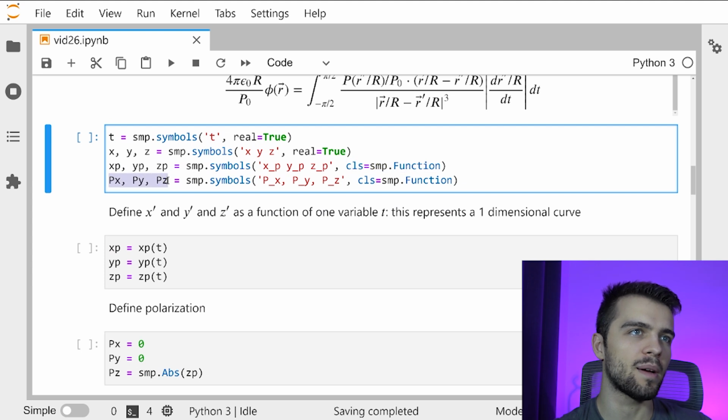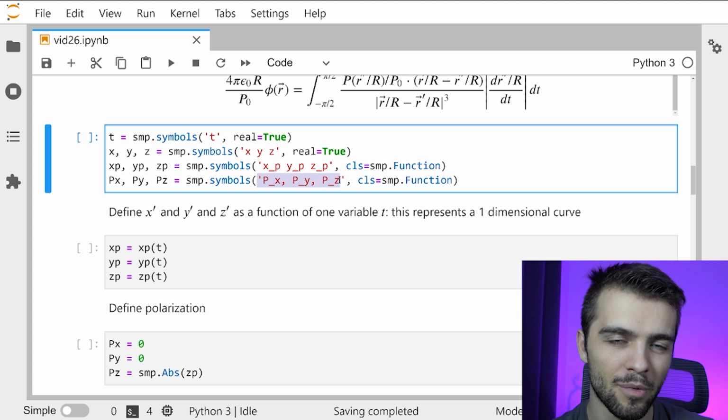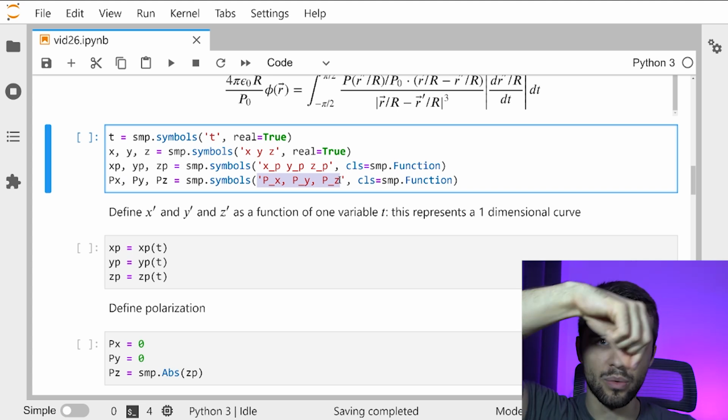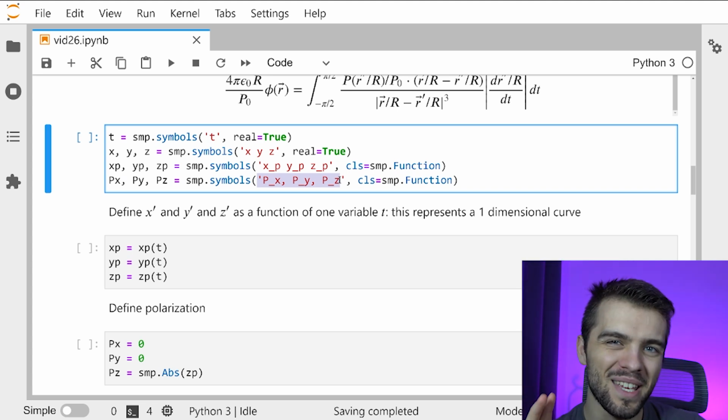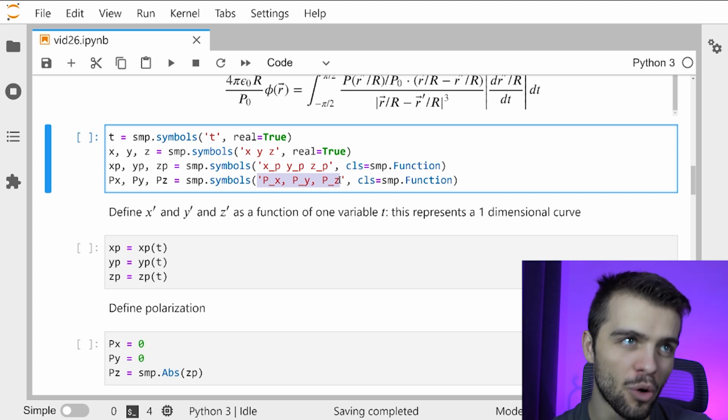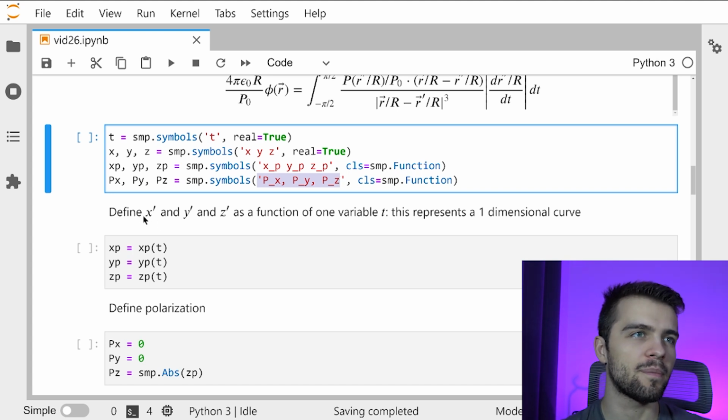Also have px, py, pz. Now these are going to be a function of r prime. Remember that the polarization depends on the location on the thing. It'll become easier as I write everything out and we go through the code. So first we define x prime, y prime, and z prime as a function of one variable t.